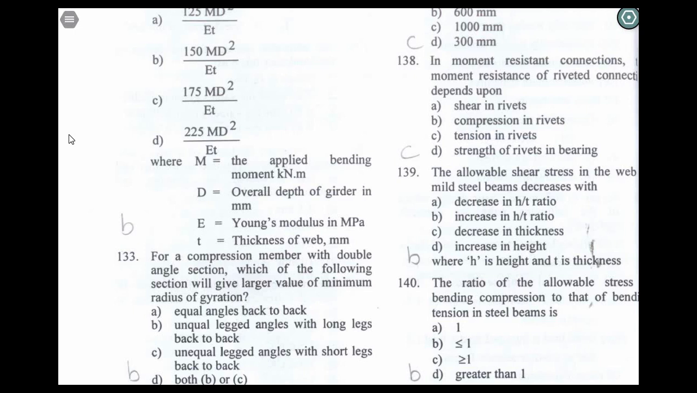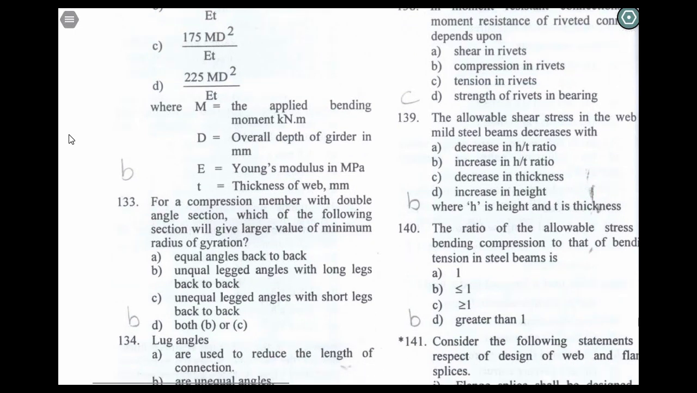The allowable shear stress in the web of mild steel beams decreases with increase in the H upon T ratio. H is the height and T is the thickness. So the allowable shear stress in the web of mild steel beam decreases with increase in H upon T ratio.